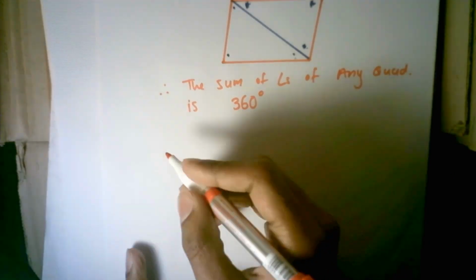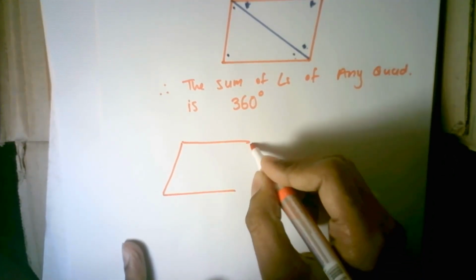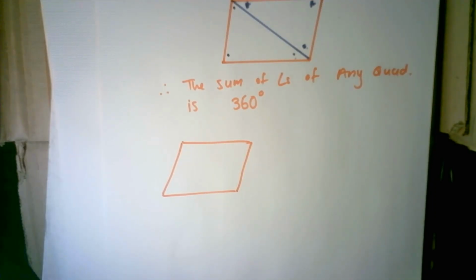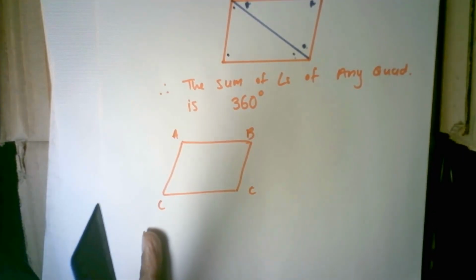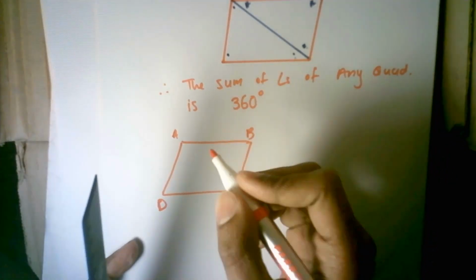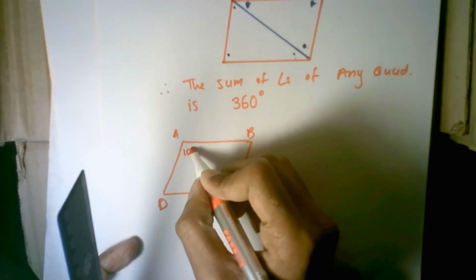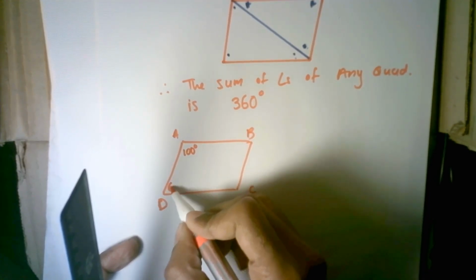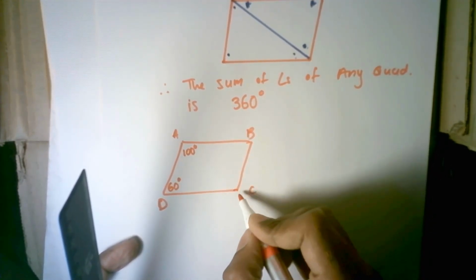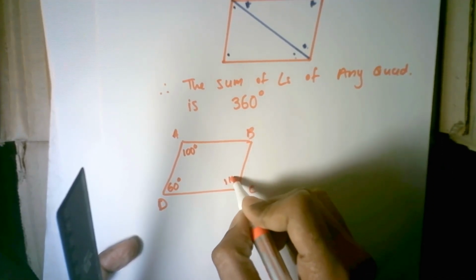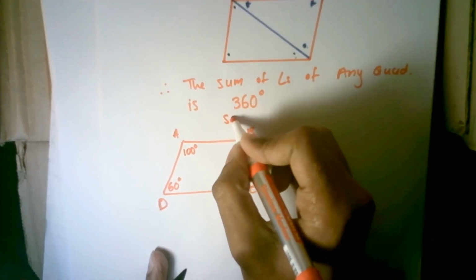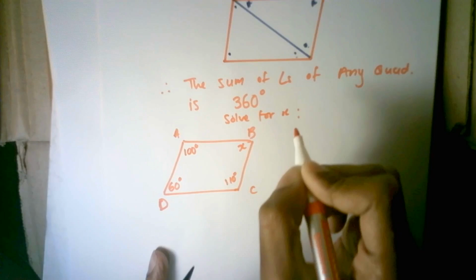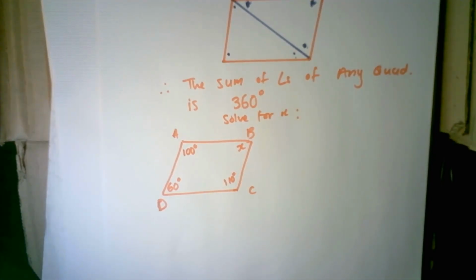I'm just going to use my free hand to save some time and draw a quadrilateral, something like that. I did not give this quadrilateral a special name, but let's name it quadrilateral ABCD. Let's say this angle is 100 degrees, this angle is 60 degrees, this angle is 110 degrees, and this angle is x. And I ask you to solve for x from this geometric figure. All I'm given is quadrilateral ABCD and I'm required to solve for x.